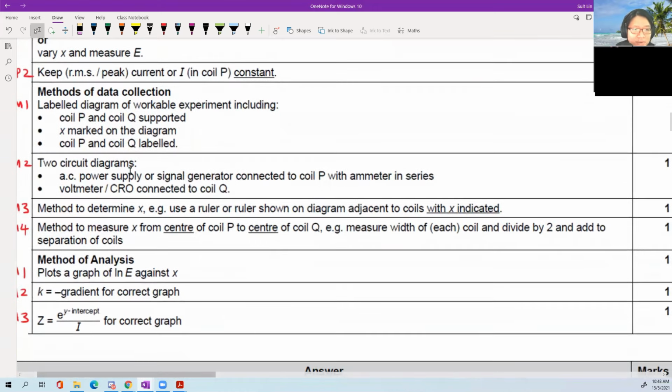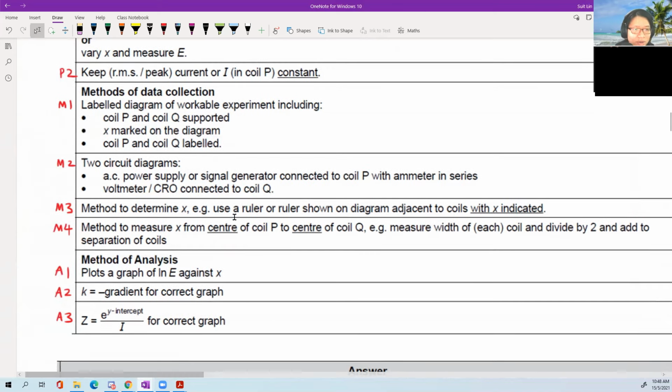One is the AC power supply or the signal generator connected to coil P, and then with the ammeter. And then a voltmeter and/or a CRO connected to coil Q. So if you just put the AC supply without a rheostat, it's still okay. You will still get this mark, because the rheostat is for additional marks later.